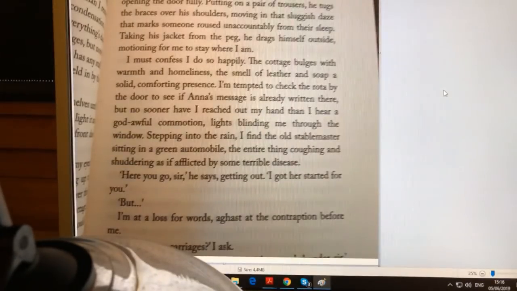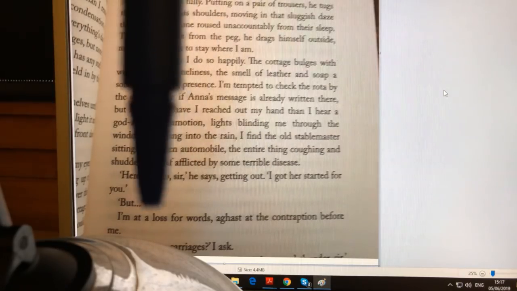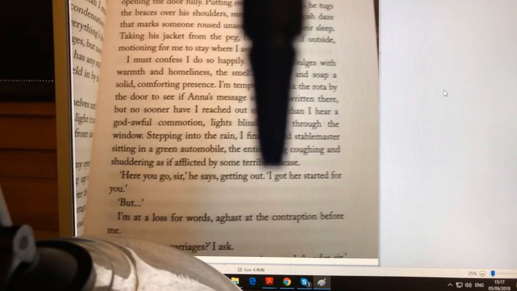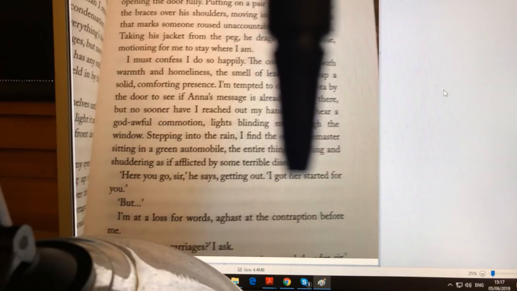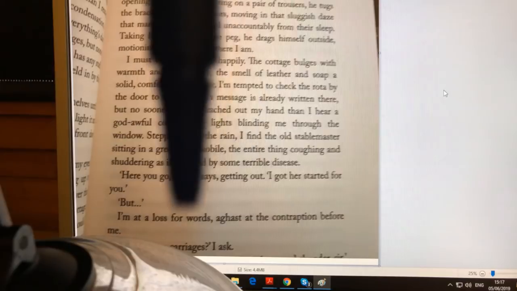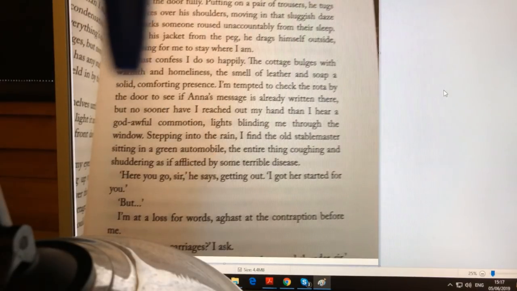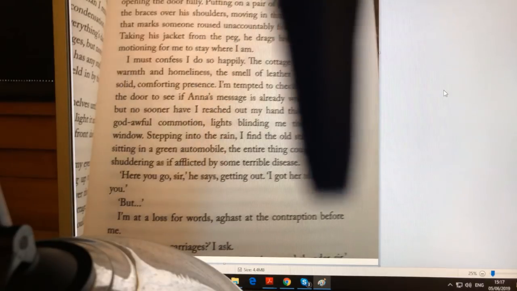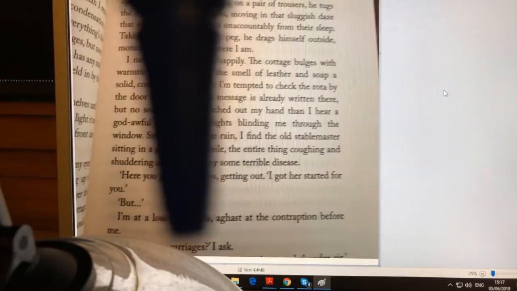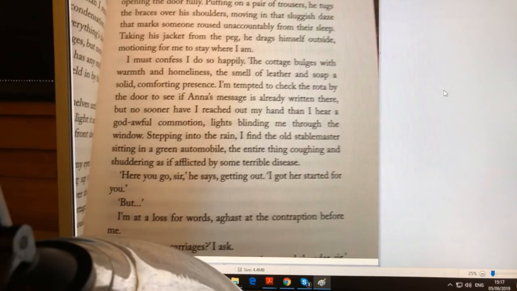Now, when you think about it, you could actually swap these two adjectival phrases round. You could say, "I am aghast at the contraption before me, at a loss for words." What that's telling you is that they are coordinate adjectival phrases. Just like solid and comforting were coordinate adjectives, these are coordinate adjectival phrases. They describe the I equally, and because they describe the I equally, they need a comma between them.